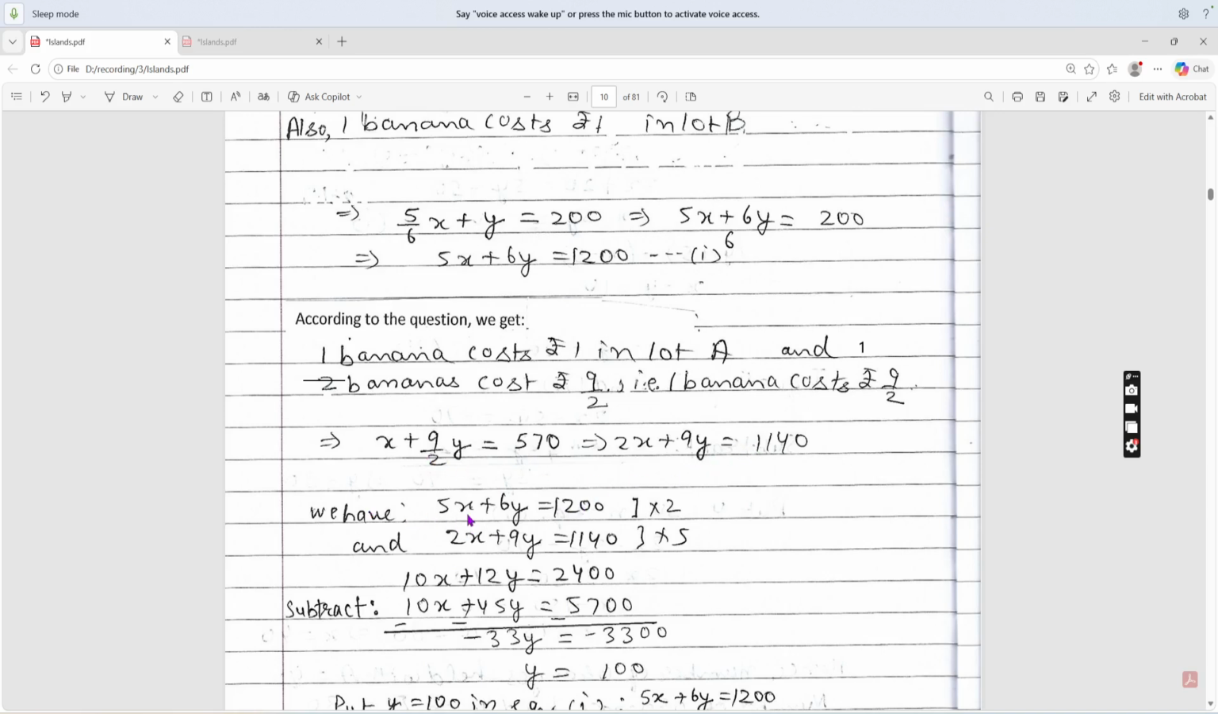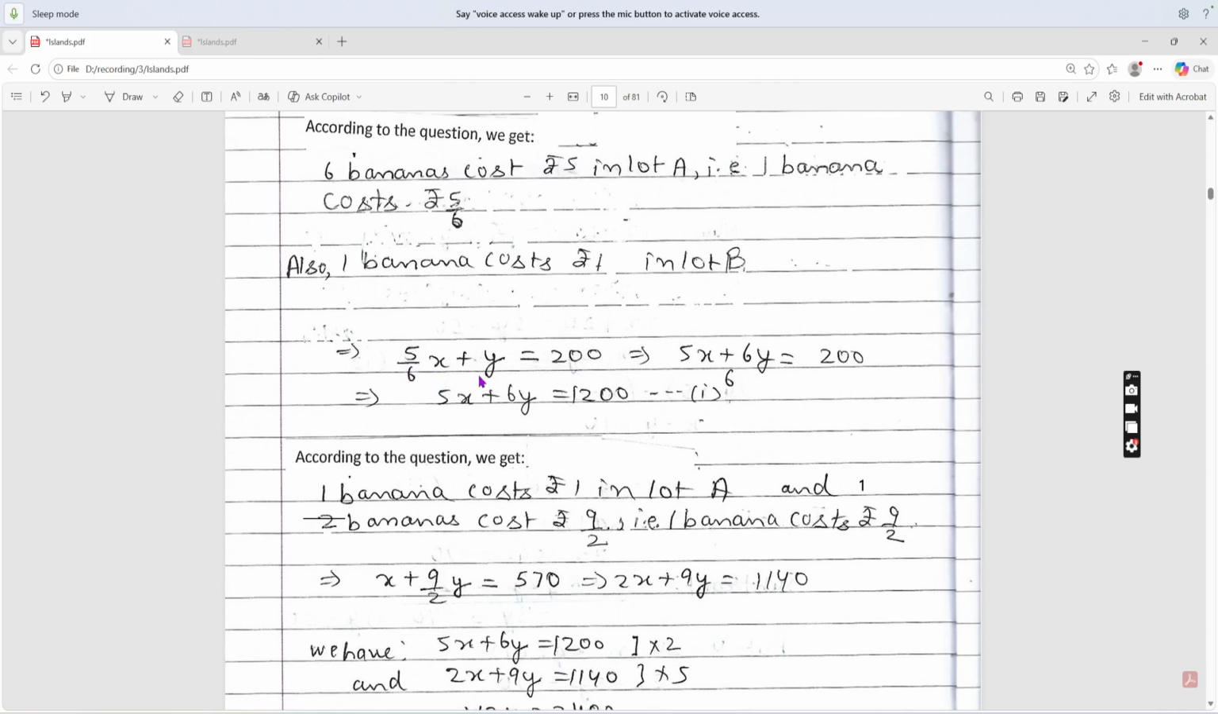And now just see, the first equation is 5x plus 6y is equal to 1200. From here we are getting this because here also we have done the same thing. Here we are multiplying the entire equation by 6, or we can take 6 as the LCM.